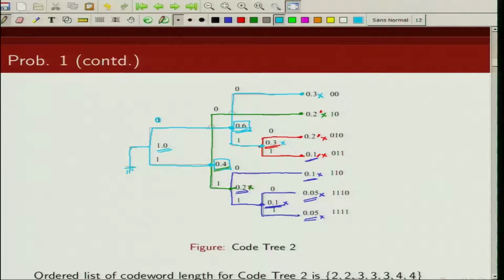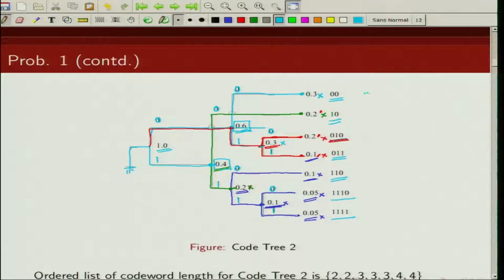And finally we assign zeros and ones to these branches. If we do that, we get the code word for this particular symbol as 00, for this one 10, this one 010. Again you can check. For example, this is 0, then this is 1, and this is 0. That's why you're getting 010. The code word for this is similarly 011, this one 110, this is 1110, and this is 1111.